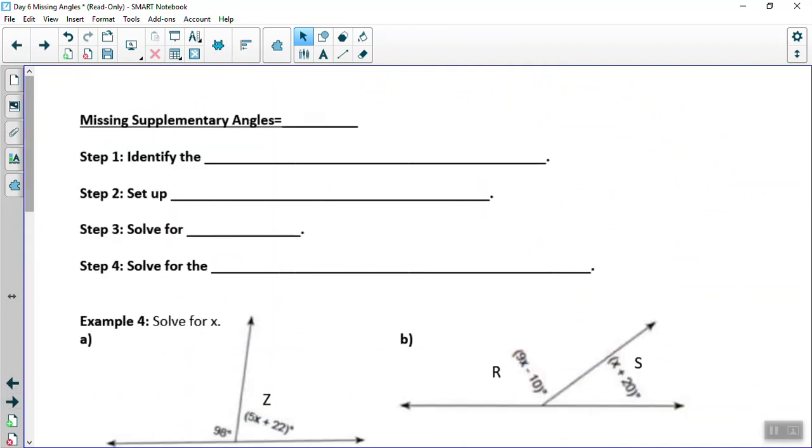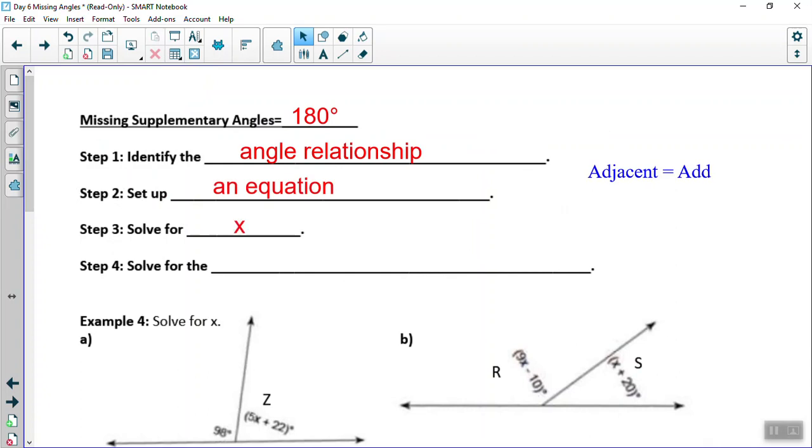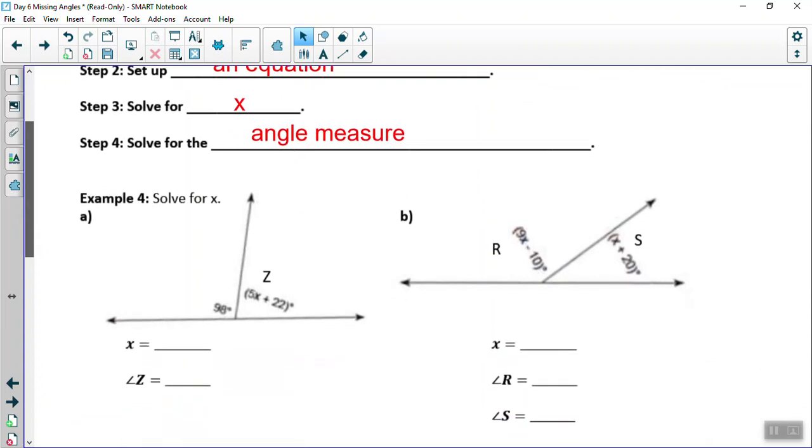Alright, so again, adjacent, add. Right. Two angles are adjacent to each other, we add. So first thing we want to do is identify that angle relationship. In this case, we're going to talk about supplementary angles. Supplementary angles make that straight line, and they add up to 180 degrees. So we set up our equation, solve for x, and then we solve for the angle measurement. So let's take a look at these two examples.